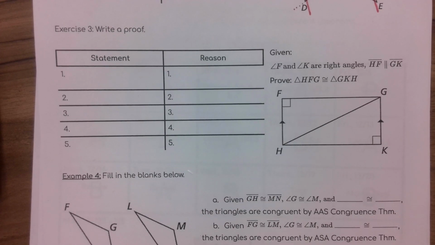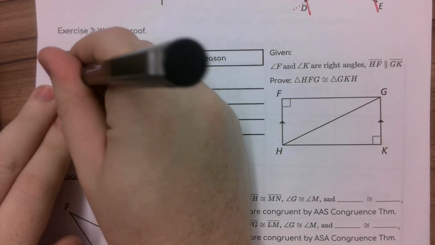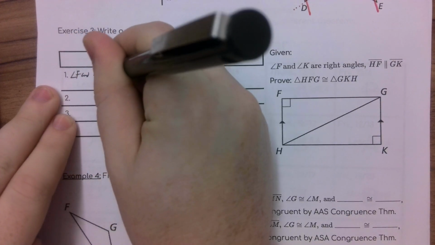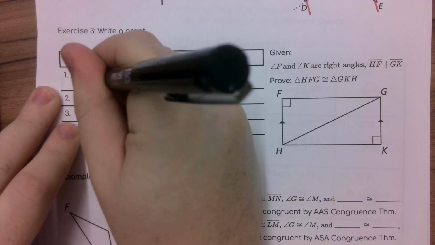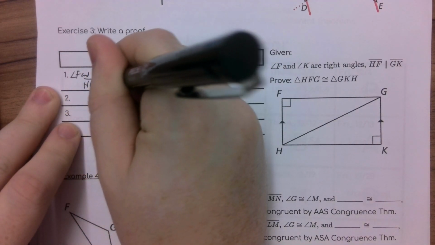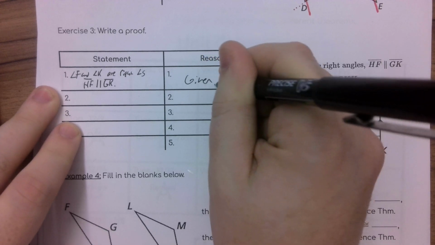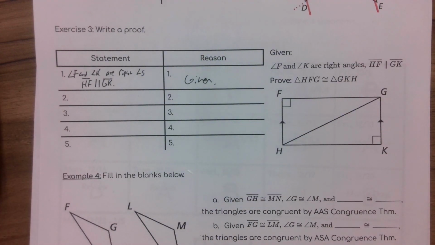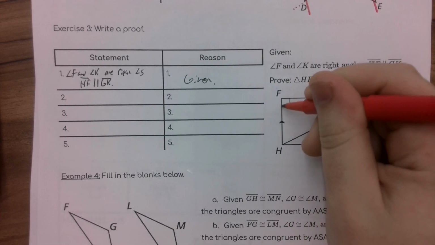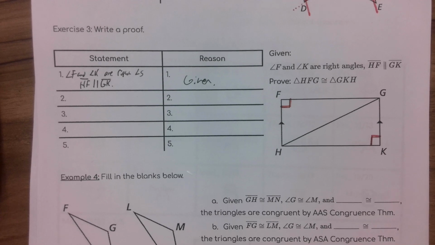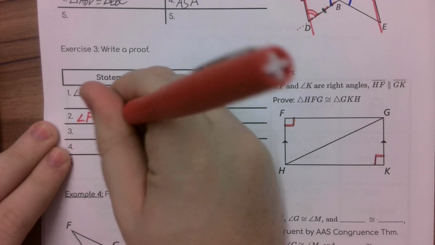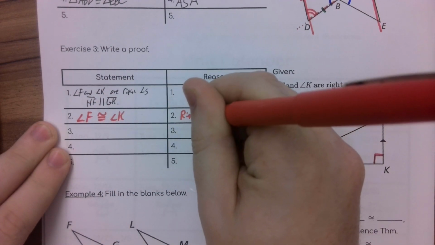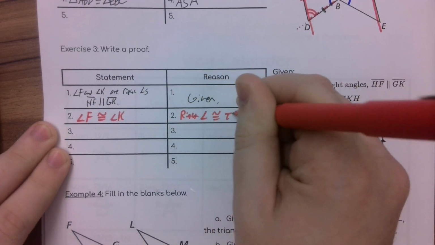Now the second proof is going to be a little bit trickier. We are told that angle F and angle K are right angles, and that HF is parallel to GK. On this proof, we want to use both of our givens before we really look at the diagram too closely. F and K are right angles, but we didn't show that they're congruent. That requires a step. Angle F is congruent to angle K because of the right angle congruence theorem.